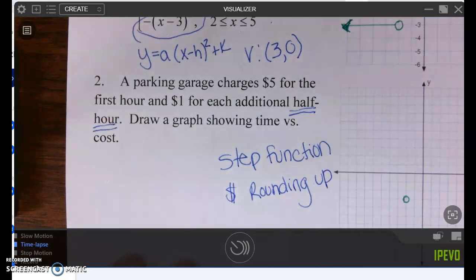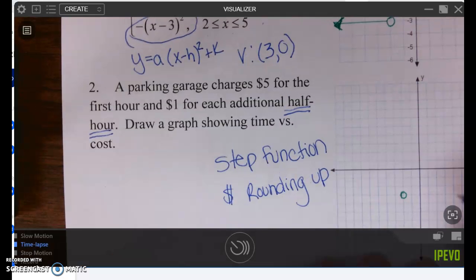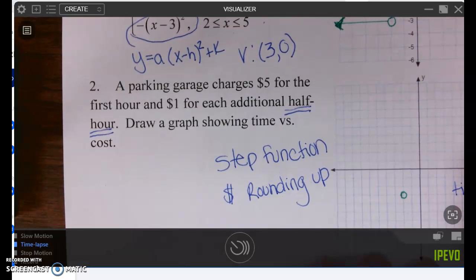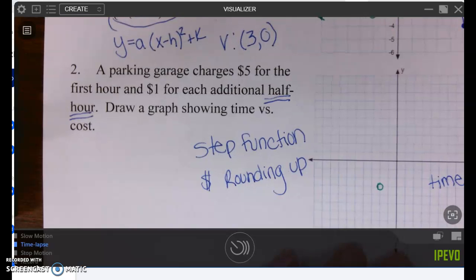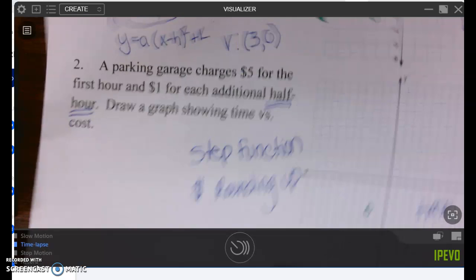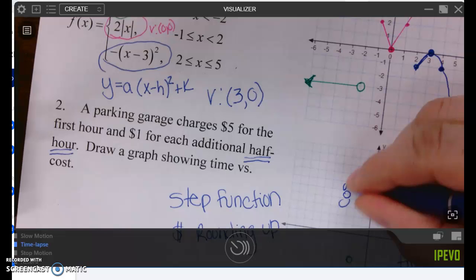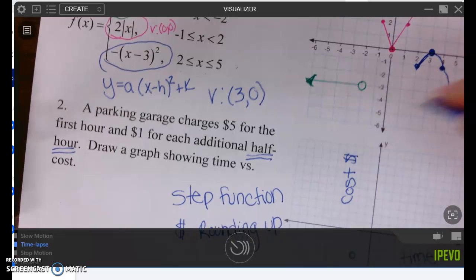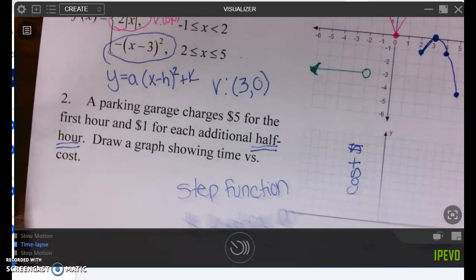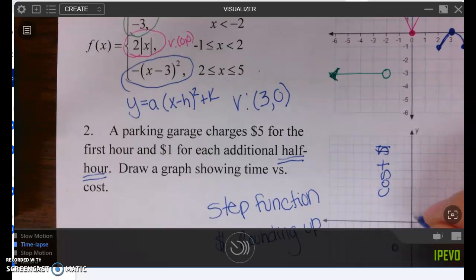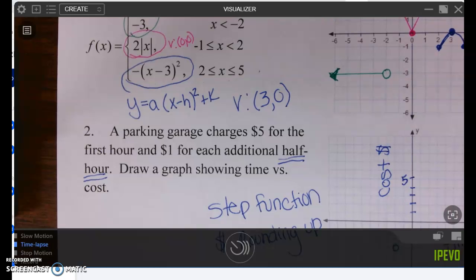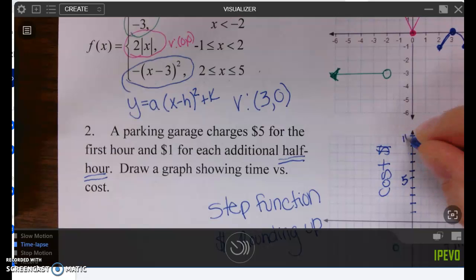So on the x-axis, we're going to have time. That's your independent variable. Ignore my green circle. I was on the wrong grid earlier. And my y-axis is cost, which is going to be in dollars. Alright, so I'm just going to go by ones here. And so $5 is your first hour. And then we'll have $6, $7, $8, $9, $10.